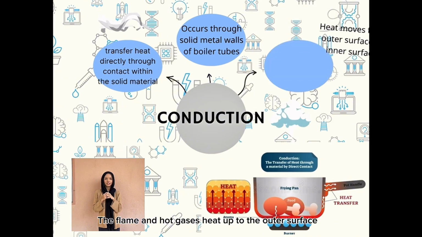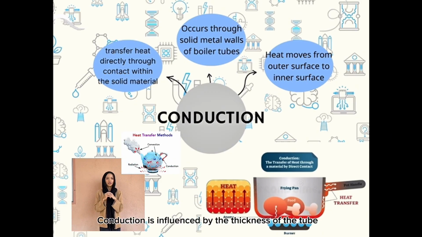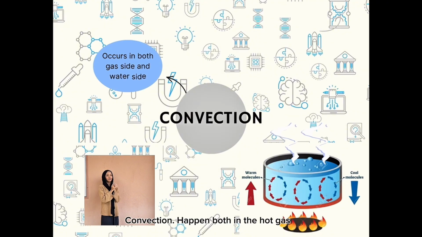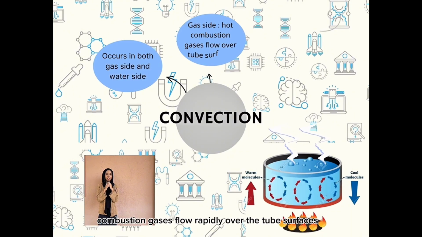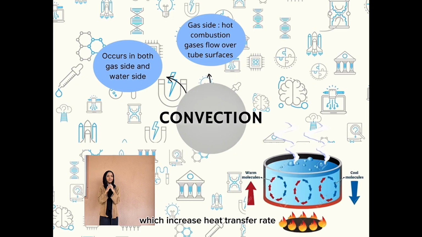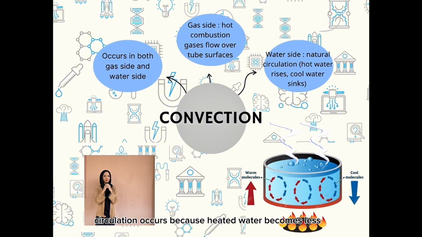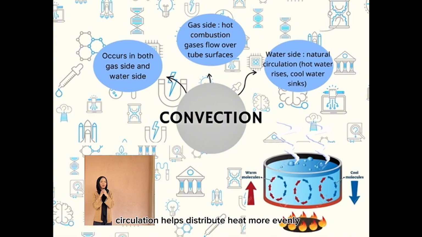The flame and hot gases heat up the outer surface and the metal conducts this heat through to the water inside. Conduction is influenced by the thickness of the tube and the thermal conductivity of the metal. Convection happens both on the hot gas side and on the water side. On the gas side, the hot combustion gases flow rapidly over the tube surfaces, which increases heat transfer rate. Inside the water side, natural circulation occurs because heated water becomes less dense and rises. Circulation helps distribute heat more evenly and improve boiling efficiency.